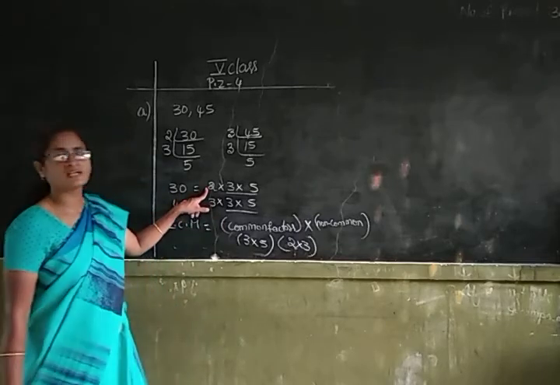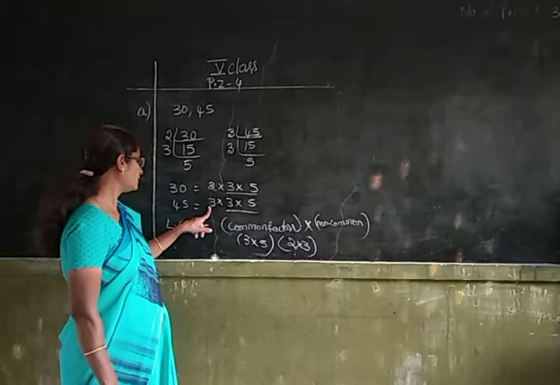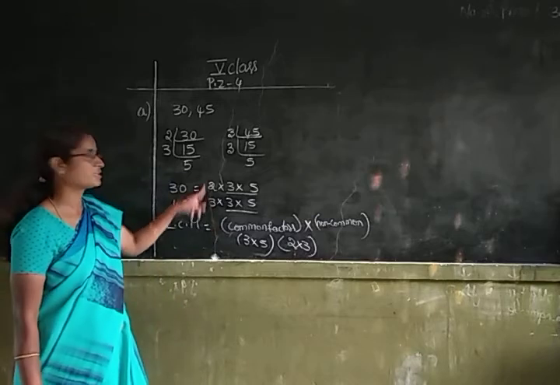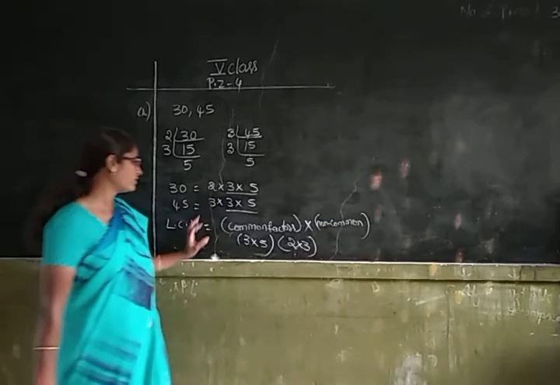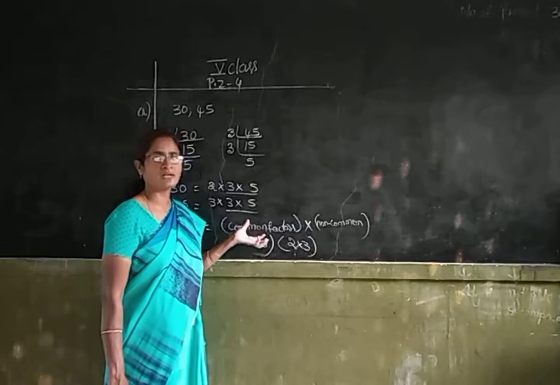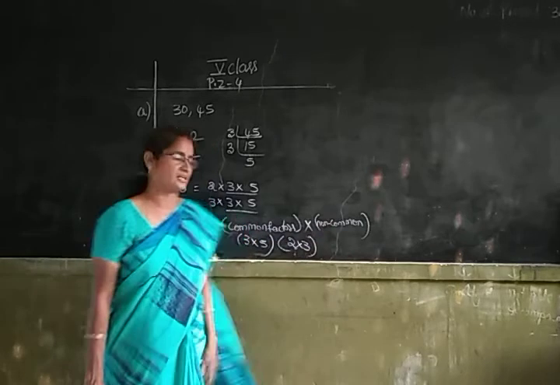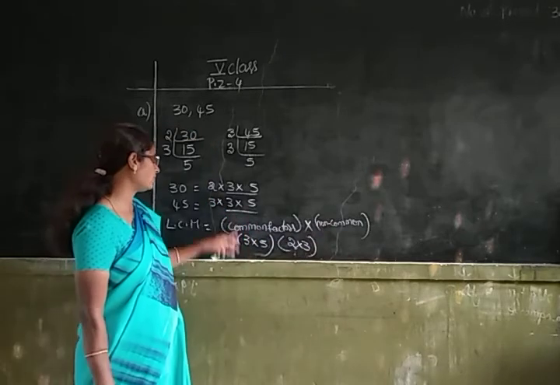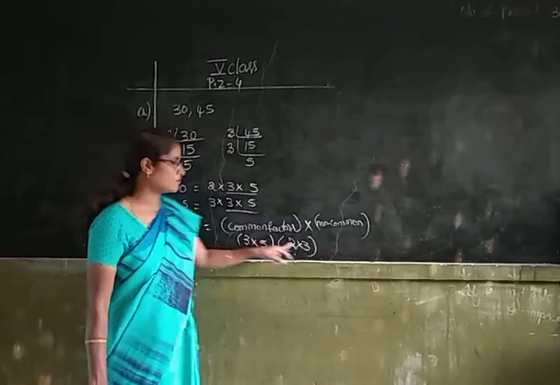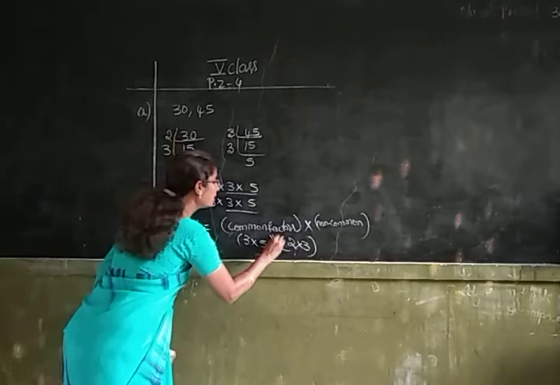And 2 is the non-common factor and 3 is the non-common factor because they are not in both the numbers. Okay children. For finding out the LCM, we have to multiply the common factors with non-common factors. Common factors are 3 into 5 and non-common factors are 2 into 3. We have to multiply them.